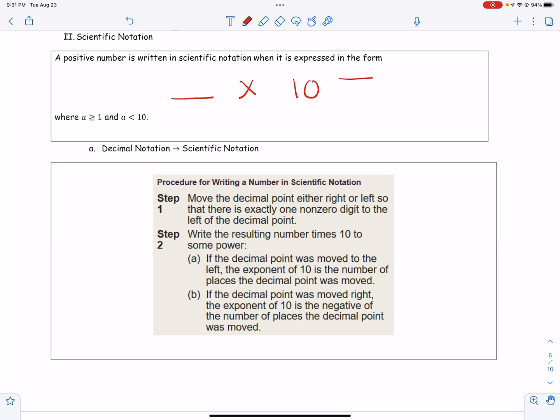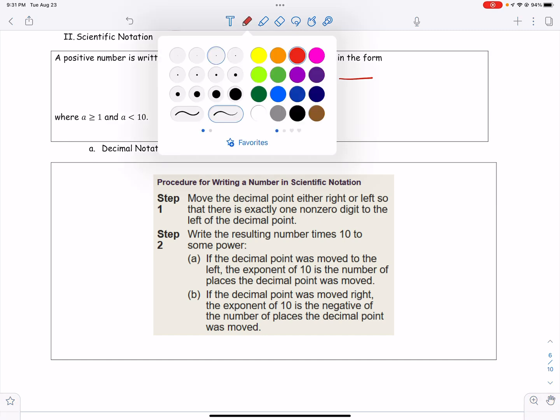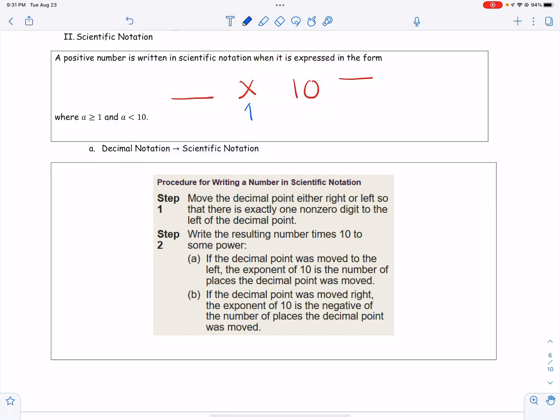And so I tell students that they have to fill in the blanks. Blank times 10 to the blank. And those times 10 will always be part. Now be very careful when you do this in MyMathLab. This is not the letter X, okay? So use the multiplication symbol on the math palette in MyMathLab, okay?